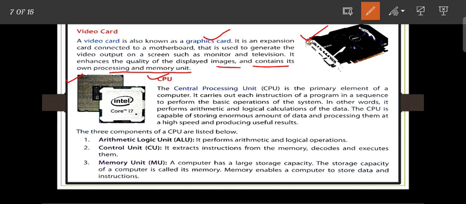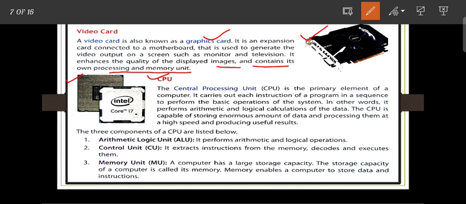So we all know that the CPU has mainly three parts: the control unit, the ALU, which means arithmetical logical unit, and last is the memory unit. The control unit controls the flow of the instruction. All the mathematical or complex calculation is done by the ALU, and the memory unit stores the data.